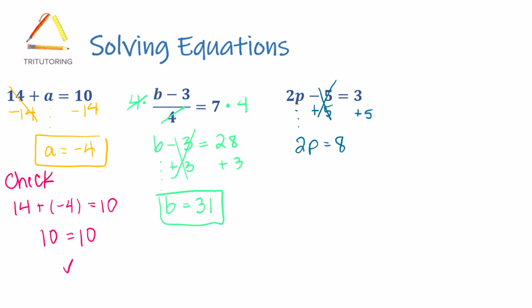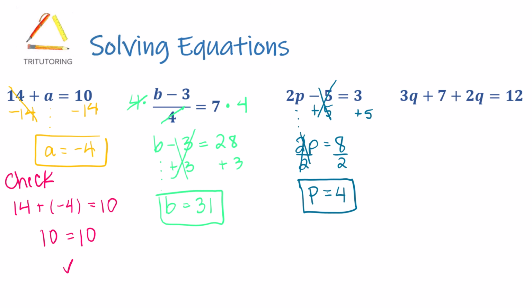Now that I have 2p on the left, 2 is actually multiplying by p, and to cancel out a multiplying 2, I need to divide 2 on both sides. 2 divided by 2 cancels out to make a 1, so I just have p by itself, and 8 divided by 2 makes 4. So my final answer for p, isolating that variable, gives me p equals 4.